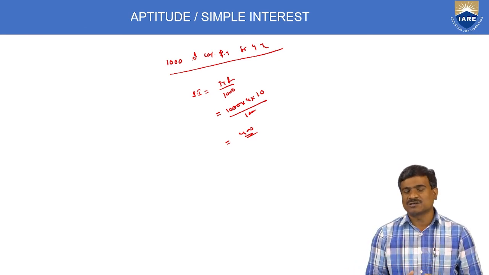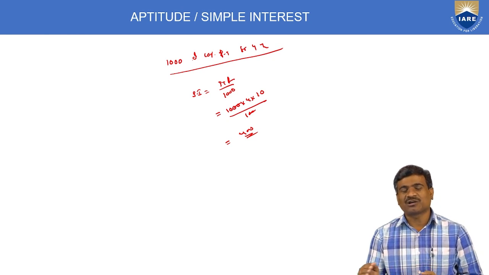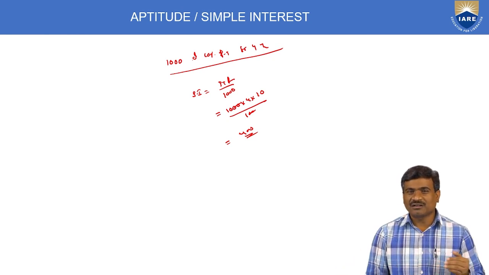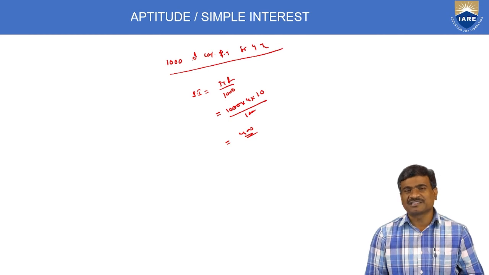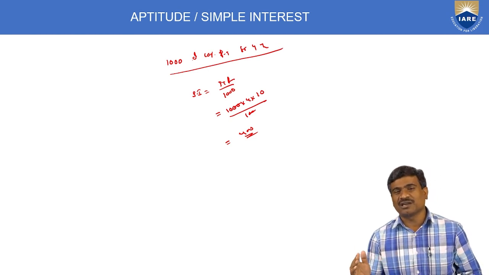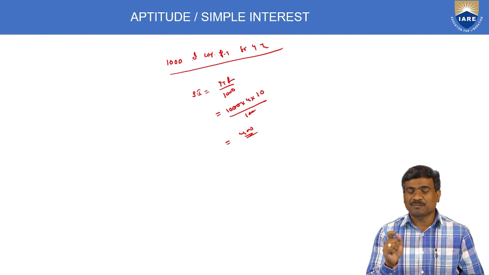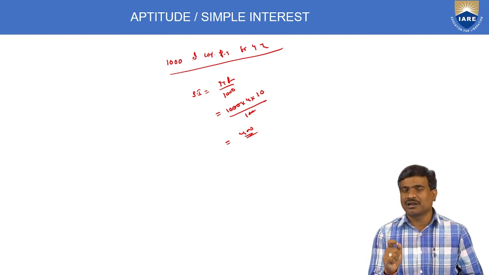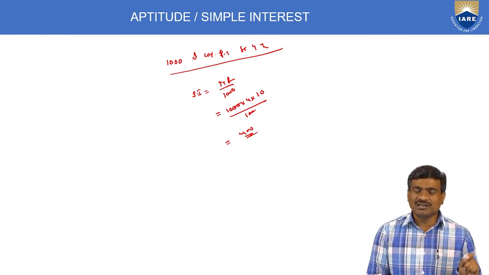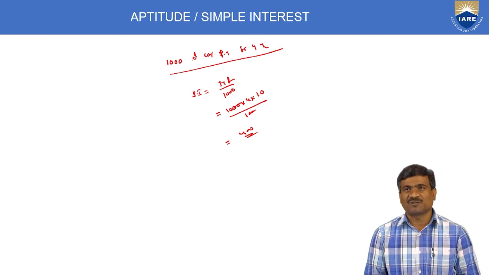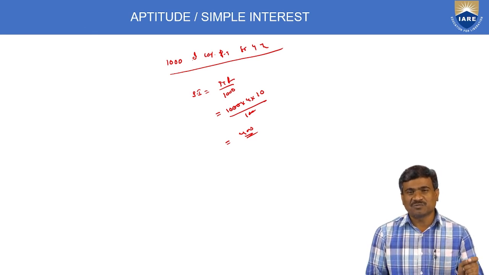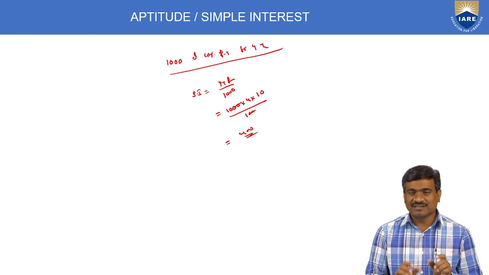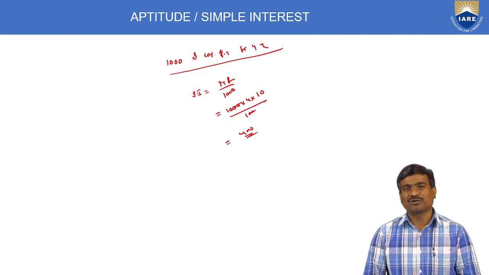Similarly for days also. If rate of interest per day is given, time is converted into days. If rate of interest per annum is given, days are converted into a year. But days depend only on ordinary year and leap year. Ordinary year: divide by 365. Leap year: divide by 366. This is the information about compound interest.